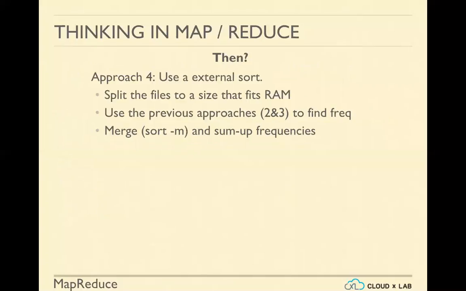Now, what is the next step? The next step is to use external sort. This is a fourth approach, and this is the approach which we used earlier before Hadoop came into play. We will split the files to a size that fits into the RAM. Now we'll use either of the previous approaches, 2 or 3, to find the frequencies. I think this diagram will make it clearer.